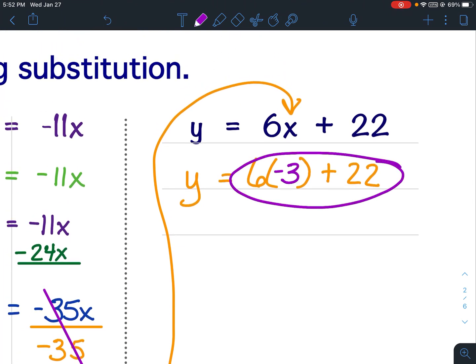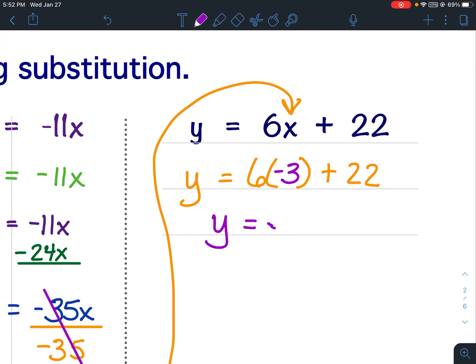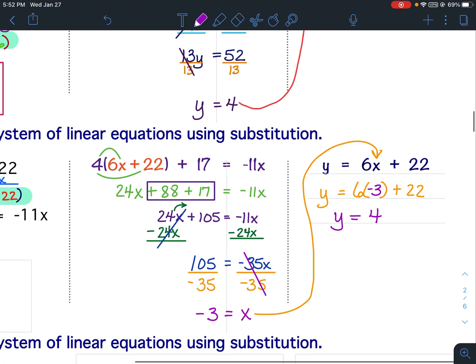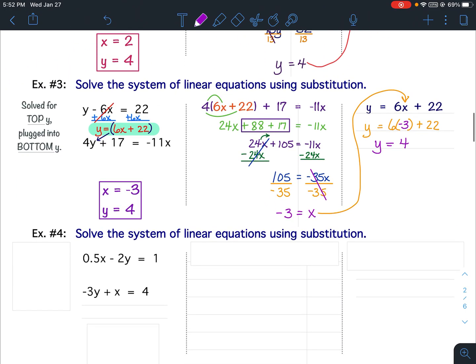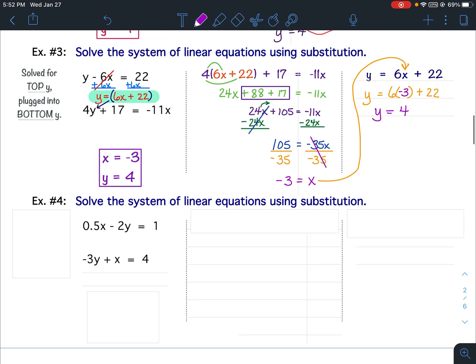Now put all of that in your calculator at once. 6 times -3 and then plus 22. If you put 6 times -3 plus 22 into your calculator, -18 plus 22 is 4. So I got x equals -3, y equals 4. Pause your video, make sure you have absolutely everything written down.